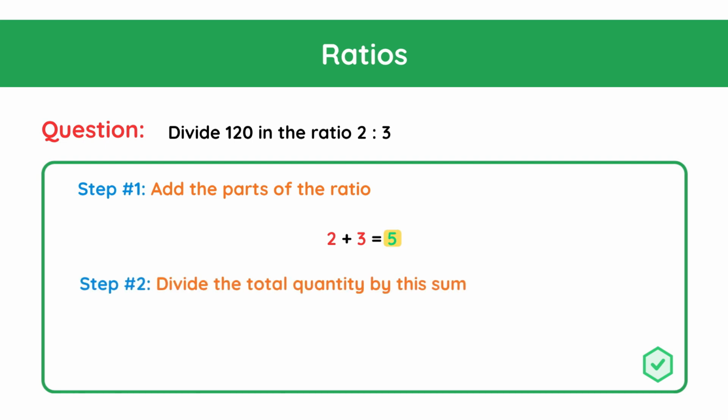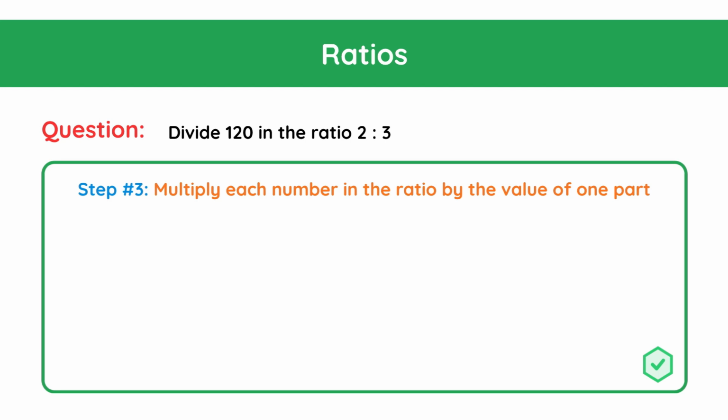Step 2. Divide the total quantity by the sum to find the value of one part. 120 divided by 5 is 24. So one part is worth 24. Step 3. Multiply each number in the ratio by the value of one part. 2 times 24 is 48 and 3 times 24 is 72. So 120 divided in the ratio 2 to 3 gives us 48 and 72.